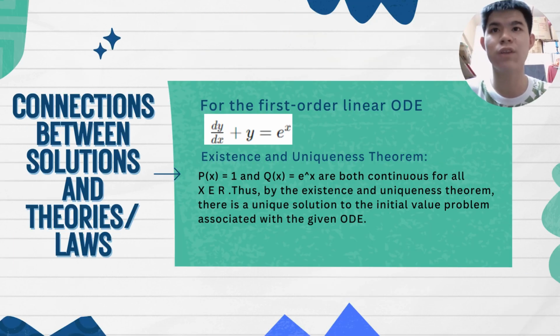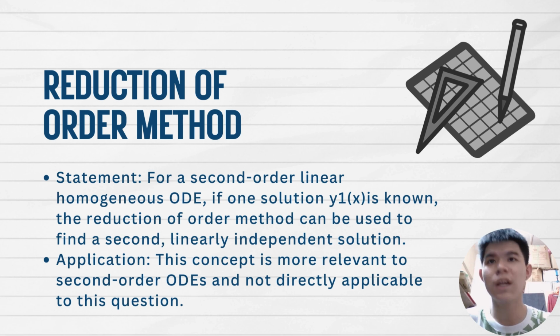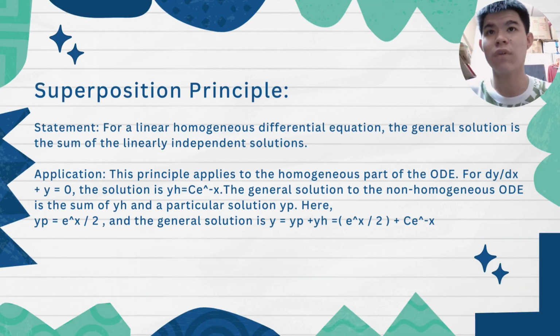What is the connection between the solution and the theorems? For a first order linear ODE, it only involves the existence and uniqueness theorem and superposition. The reduction of order method does not apply to a first order ODE. This is because it only occurs in second order ODEs and is not directly applicable to this first order equation. From the superposition principle, we get y equal to yp plus yh equal to e power x divided by 2 plus c multiplied by e power minus x.